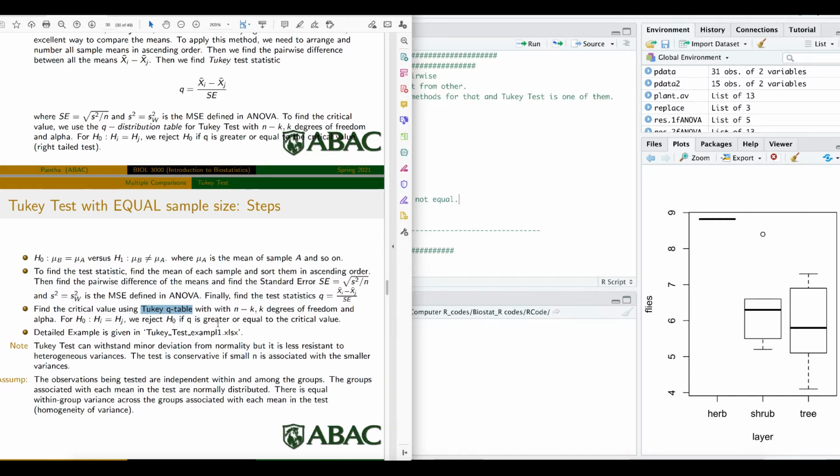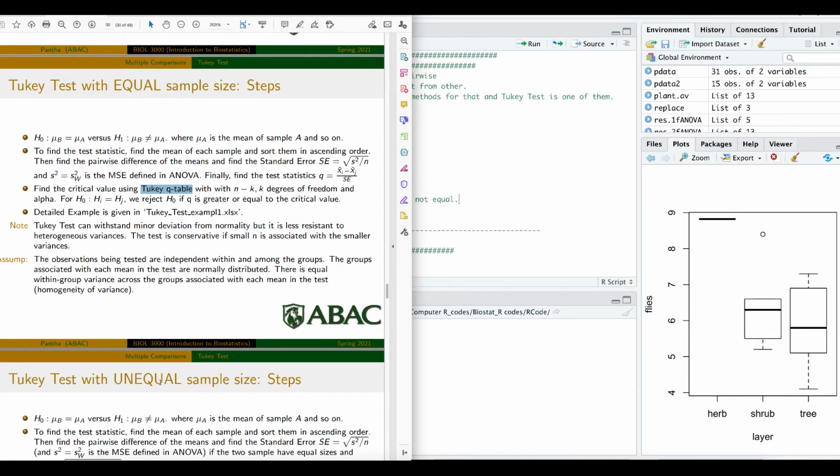Okay, so let us read the note. The Tukey-Kramer test can withstand minor deviation from normality, but it is less resistant to heterogeneous variances. The test is conservative if small n is associated with the smaller variance. All right, so the assumption is the observations being tested are independent within and among the groups. The groups associated with each mean in the test are normally distributed.